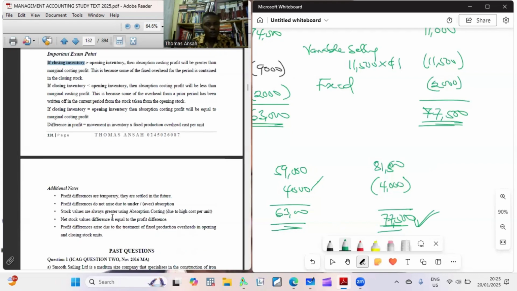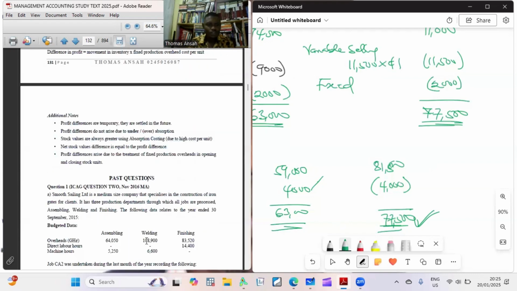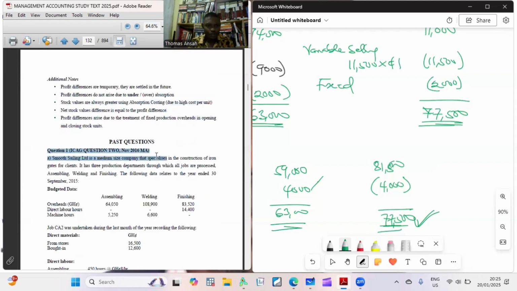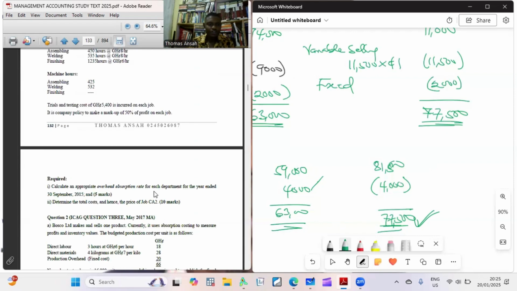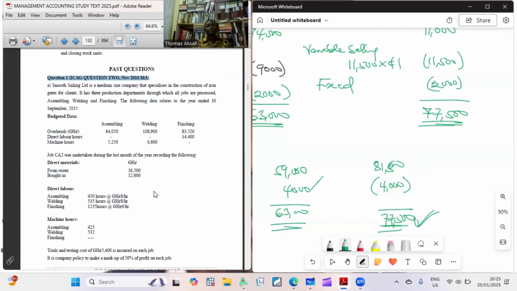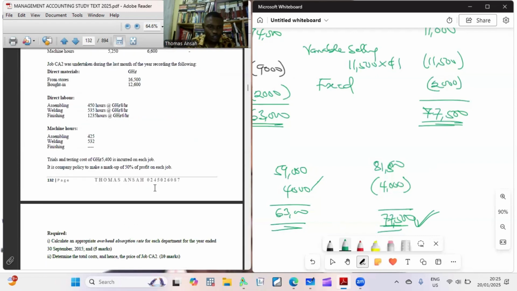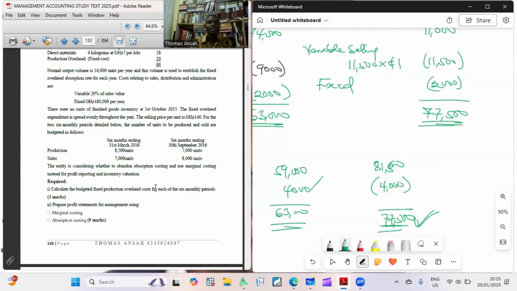So take a close look at the additional loops, and like I said, download the past questions and work at them. The book too is also available. So that is the end of marginal and absorption costing.